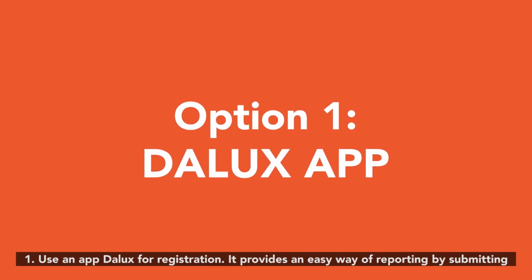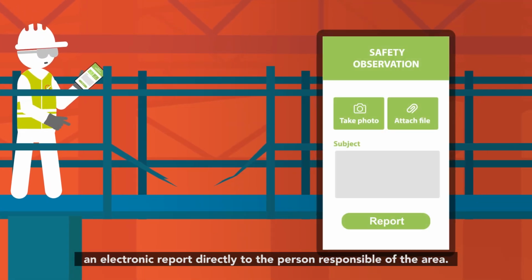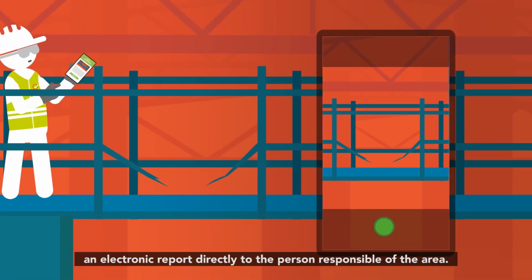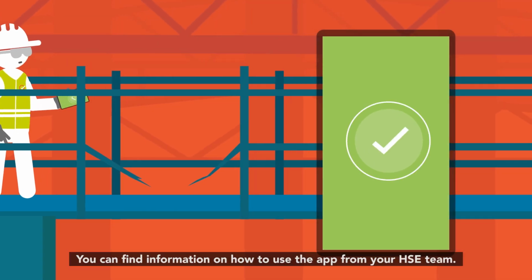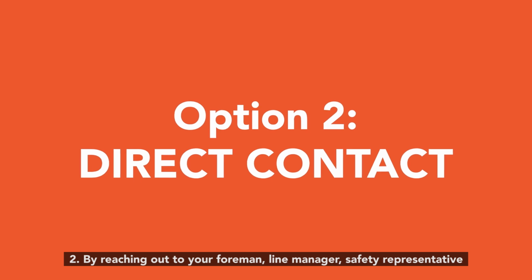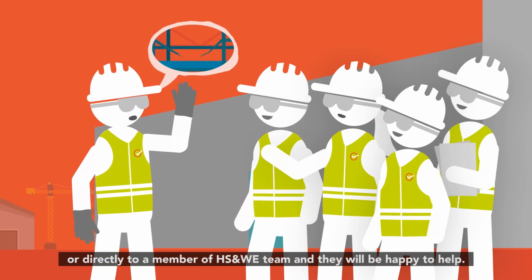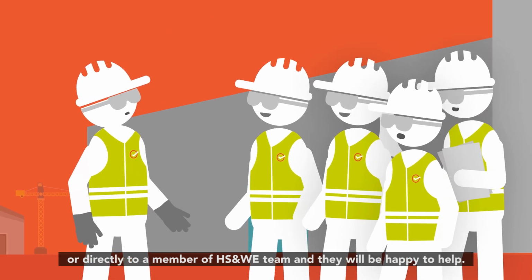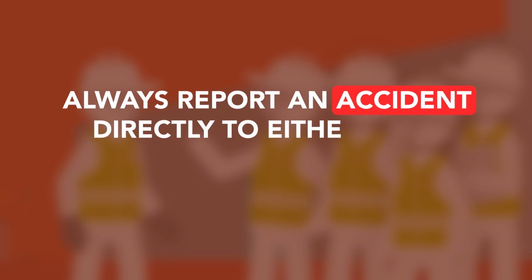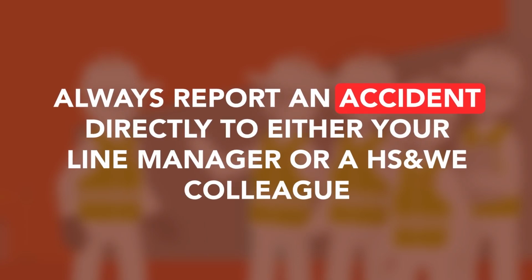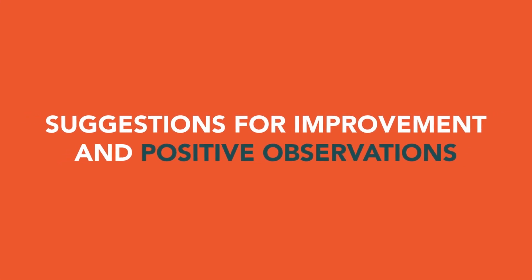1. Use the app Dalux for registration. It provides an easy way of reporting by submitting an electronic report directly to the person responsible for the area. You can find information on how to use the app from your HSE team. 2. By reaching out to your foreman, line manager, safety representative, or directly to a member of HS and WE team, and they will be happy to help. If you witness an accident, always make sure to report it personally to your line manager or a member of HS and WE team.